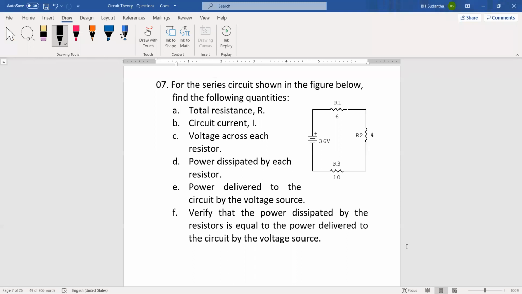Okay, now we have a circuit. 3 resistors have been connected to one battery. The resistors are connected in series. They have 6, 4, 10 ohm resistances. Now we have to find the total resistance of the circuit, because we have 3 resistors separately, and we have to find the equivalent resistance of the circuit, the current going through it, the voltage across each resistor, and the power dissipated by each resistor.